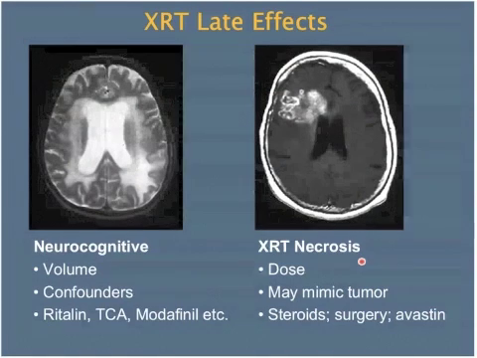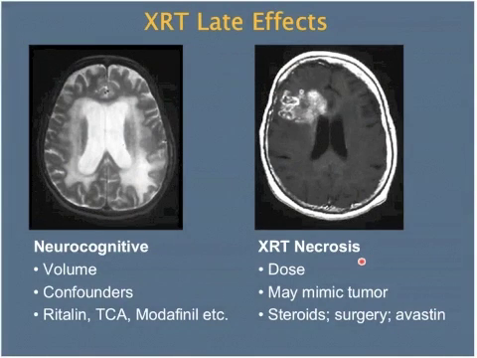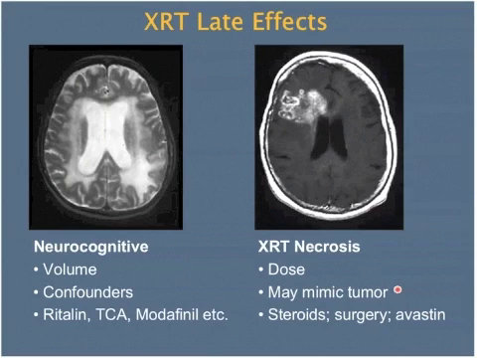Radiation necrosis, again, is related in this case more to the total dose of radiation, but also to dose per fraction. An example is shown above, and again it may mimic tumor progression. Metabolic imaging may help discern this, or debulking or surgical sampling. So depending on the severity of the necrosis, individuals may be managed just with steroids and observation, or surgical resection.